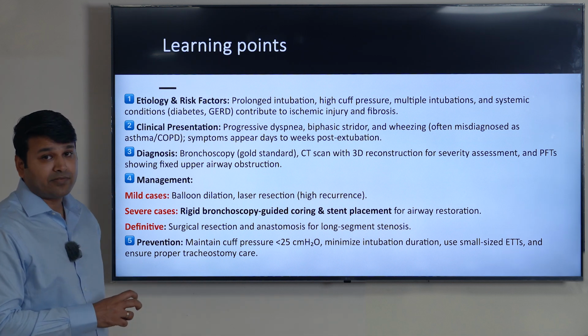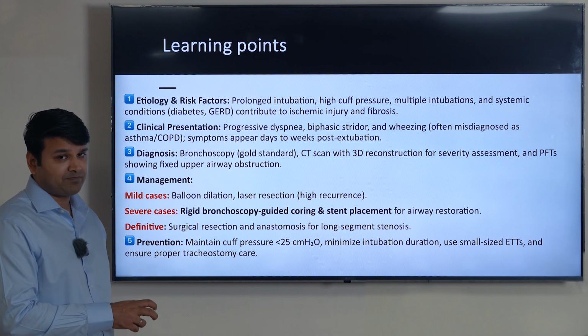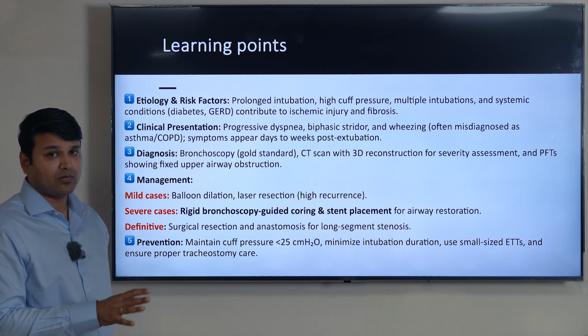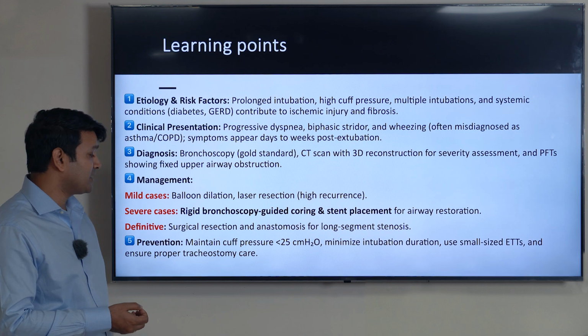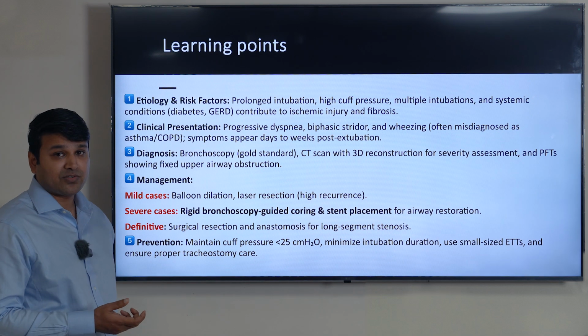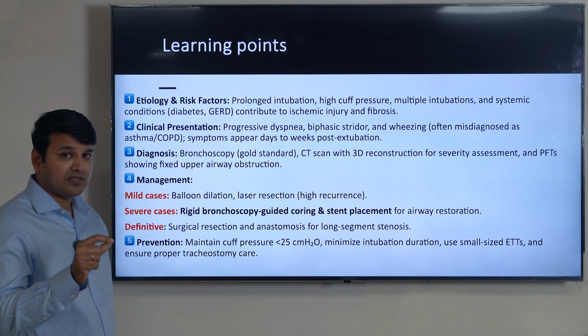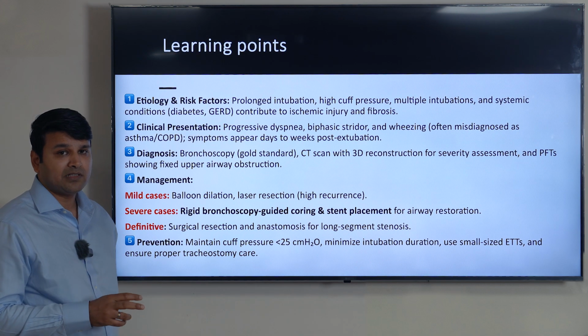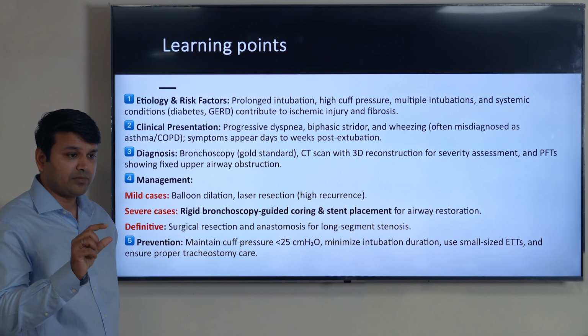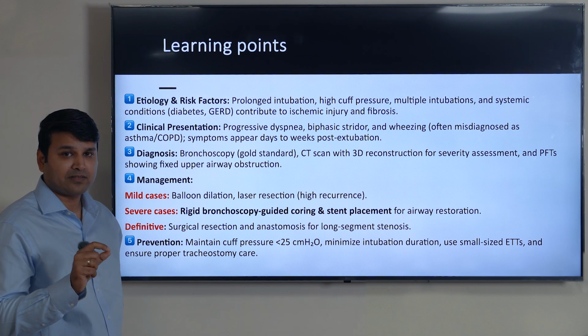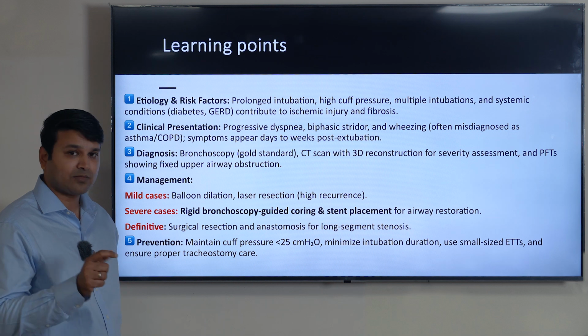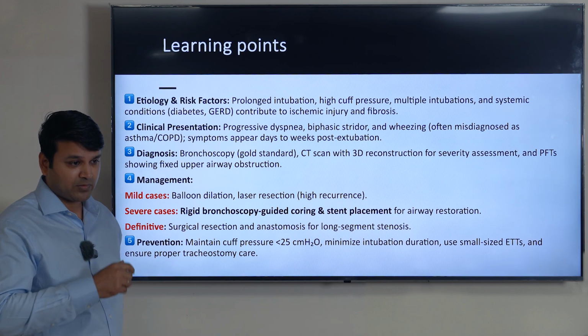Now, what is the definitive treatment? If somebody asks you, is that the only thing which we can do? No. The definitive treatment is of course surgical resection and anastomosis of the segment which is stenosed. They directly cut the trachea and suture it together with anastomosis, and you get the proper results.